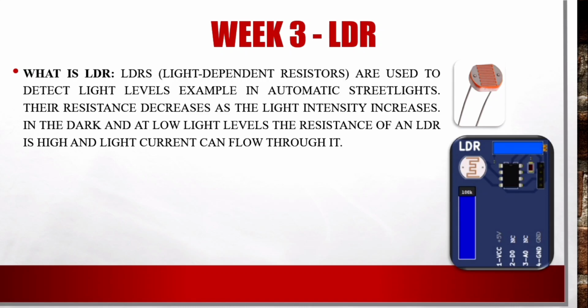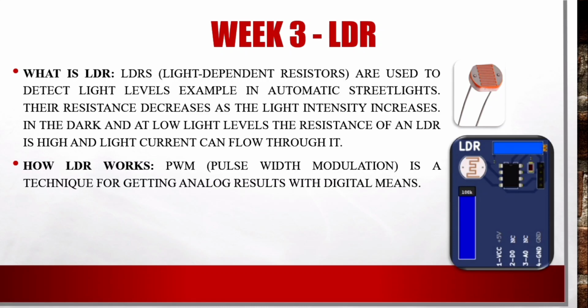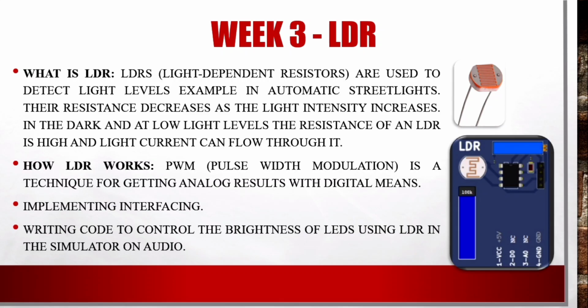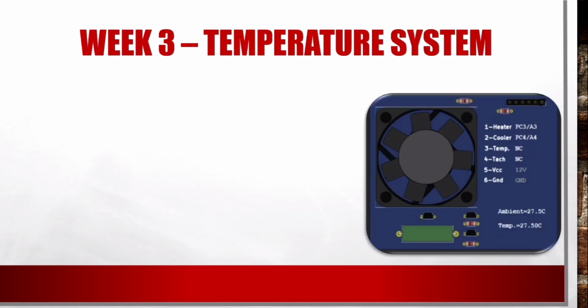And week 3, it is LDR, light dependent resistor, used to detect light levels, for example in automatic street lights. When the LDR is closed, the output bulb will be off. When the LDR is open, the bulb will be on. It is used for security purposes also. And PWM is a technique for getting analog results with digital means. It can be implemented by interfacing and writing a code to control the brightness of an LED using an LDR in the Arduino simulation.